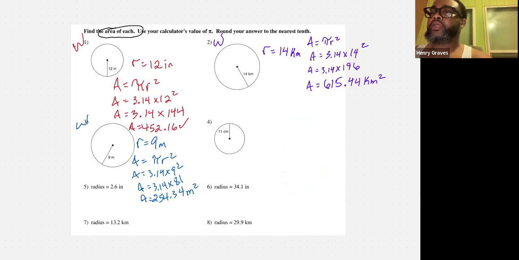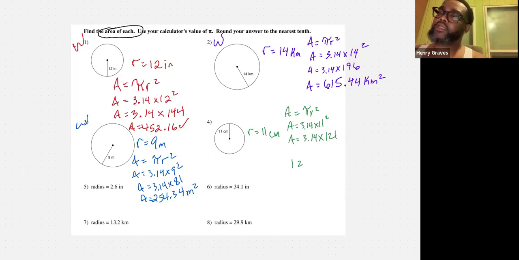So I'm going to write my formula down again. Pi r squared. So area is 3.14 times 11 to the second power. I know 11 to the second power is 121. So now I'm going to be multiplying 121 times 3.14. 4 times 1 is 4. 4 times 2 is 8. 4 times 1 is 4. Put the 0. 1 times 121 is 121. 2 is 2 zeros.